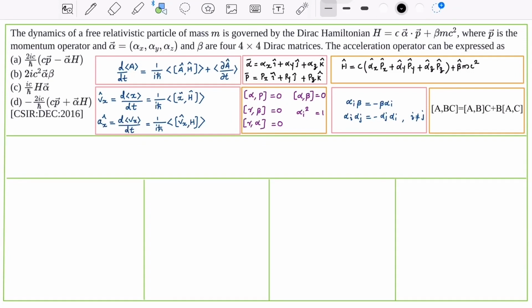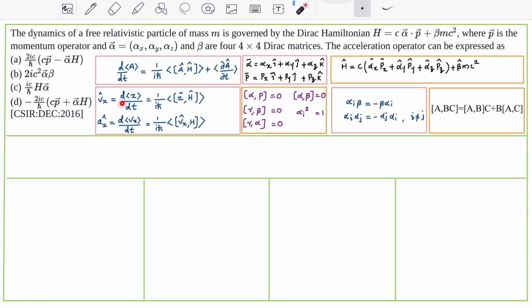Problem 95, Quantum Mechanics. The question is: the dynamics of a free relativistic particle of mass m is governed by the Dirac Hamiltonian H = c α·p + β mc², where p is the momentum operator, and α = (αx, αy, αz) and β are 4 by 4 Dirac matrices. The acceleration operator can be expressed as... Here we have to find out the acceleration operator.